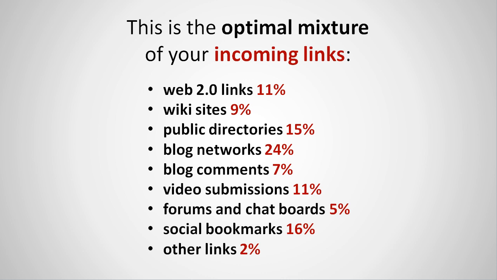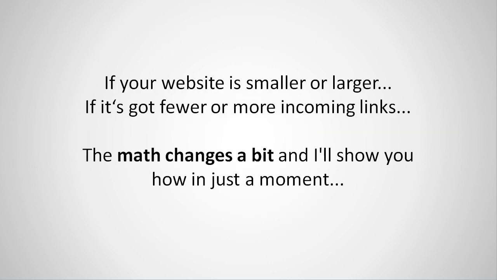Finally, 11% of your links should come from video submissions, 5% of your links from forums and chat boards, and 16% of your links should point to your website from various social bookmarks. This leaves us with the final 2% of something I like to simply call other links. If your website is smaller or larger, or if it's got fewer links coming in at the moment, or if it's got more, the math changes a bit, and I'll show you how in just a moment.